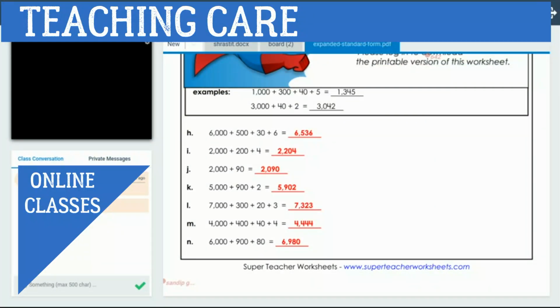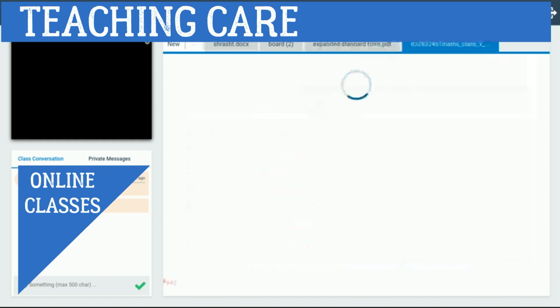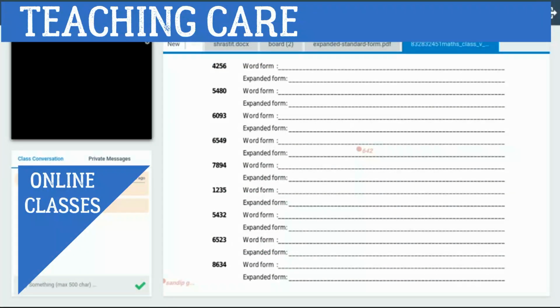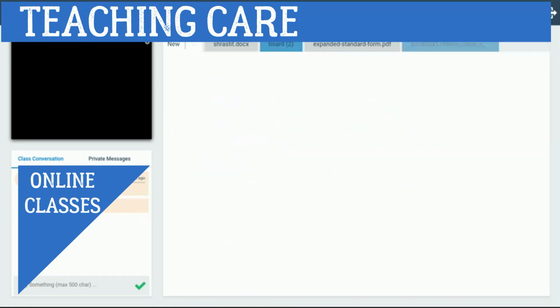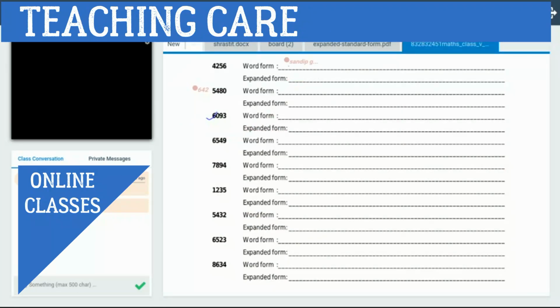Okay, now come to this one. It's only this much, small. Word form. Can you tell me the word form? You just write it. You try with this one, Srishti. 6093. Can I write the word form and then the expanded form on the whiteboard? Yeah, sure. 6093. Okay, 1 minute.